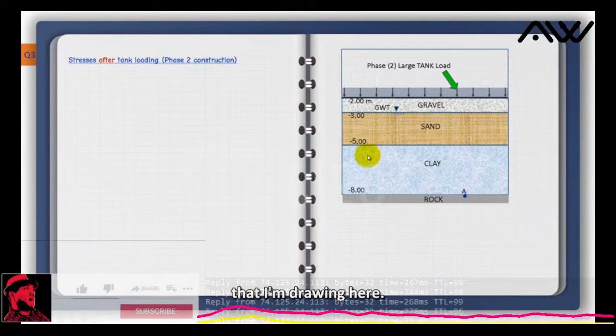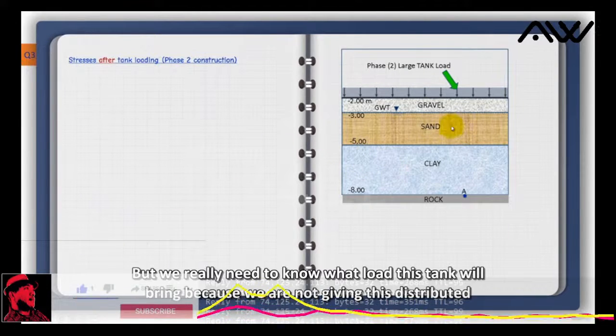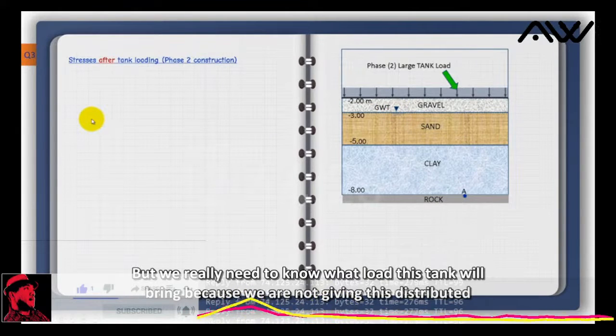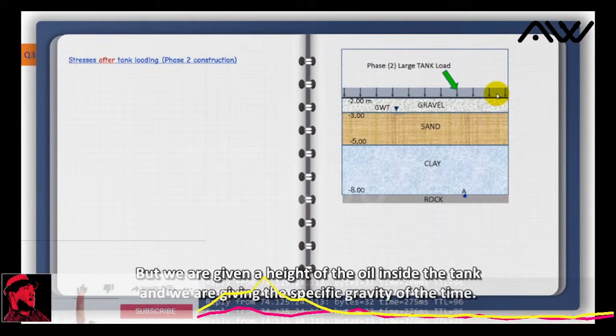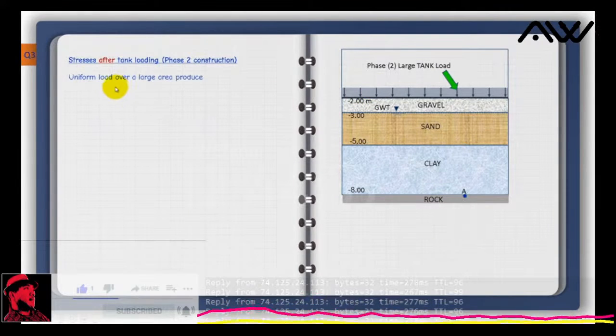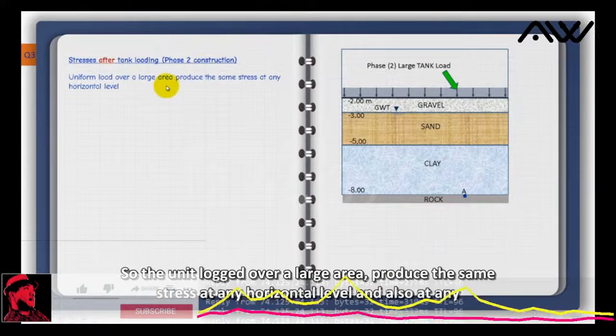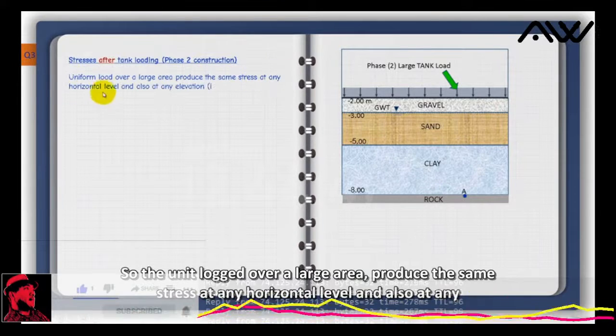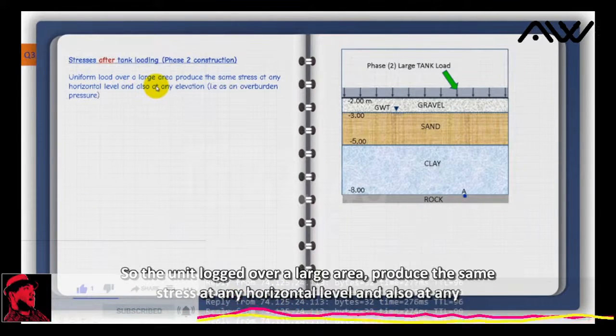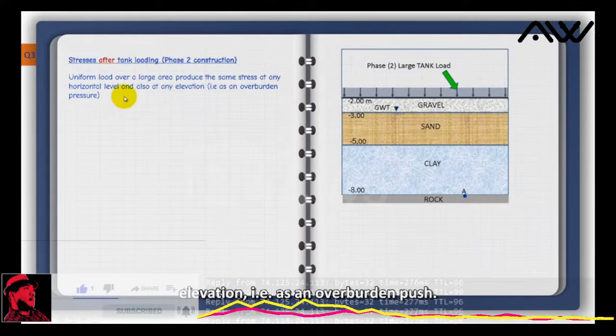But we really need to know what load this tank will bring, because we are not given this distributed pressure directly, but we are given a height of the oil inside the tank, and we are given the specific gravity of the oil. So the uniform load over a large area produces the same stress at any horizontal level and also at any elevation, i.e. as an overburden pressure.